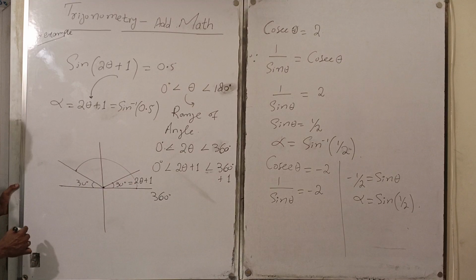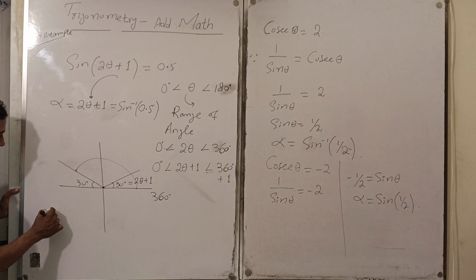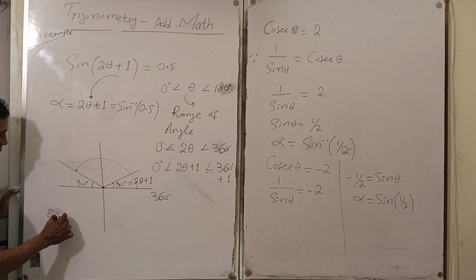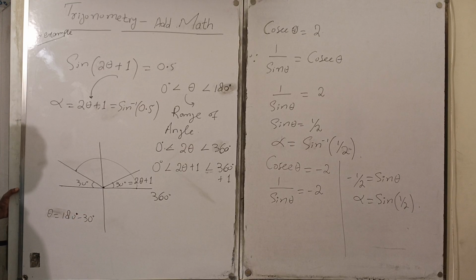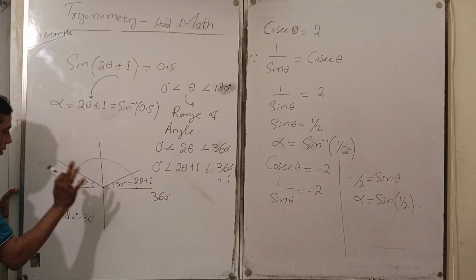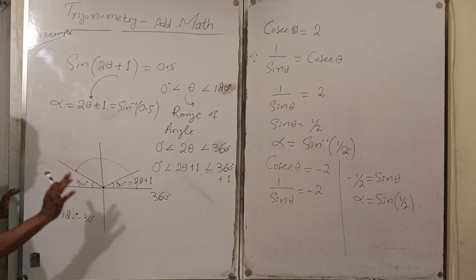180 minus. Right? So it means this is the 2 theta plus 1. Okay, it is 30 degree, and the theta equal to 30. 180 minus 30. Clear? So the value of 2 theta plus 1 is not found yet. This is alpha. Yeah, I will find out first. Just a minute. Okay, I will find out.